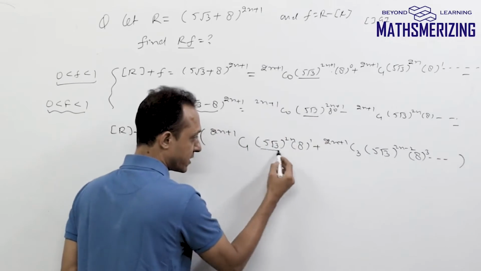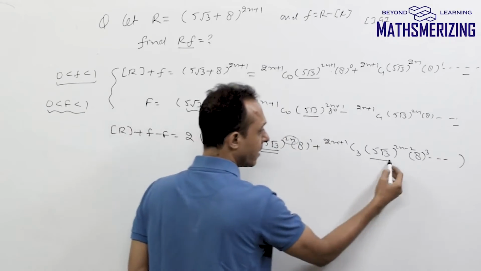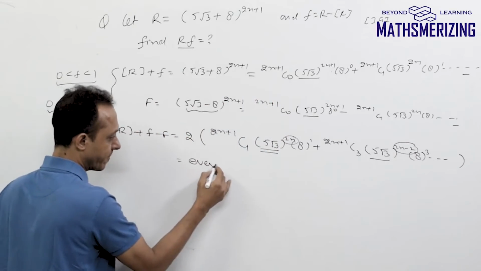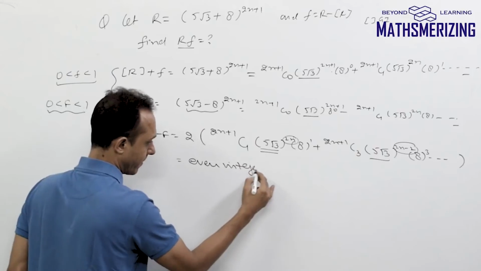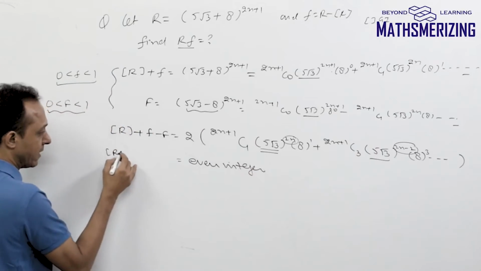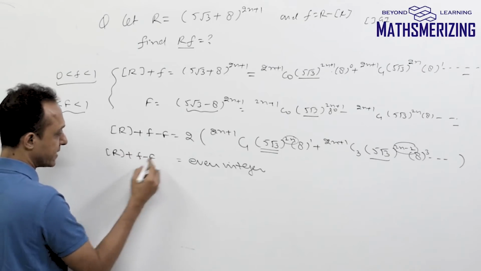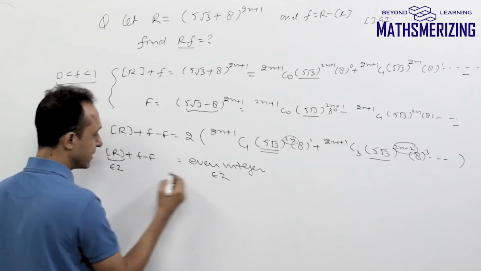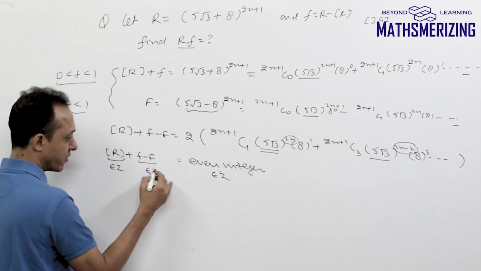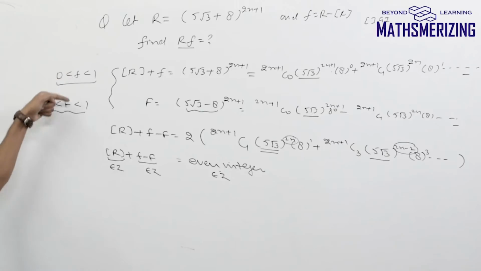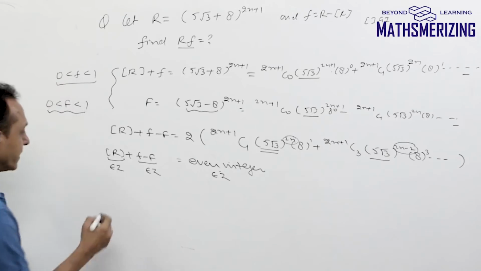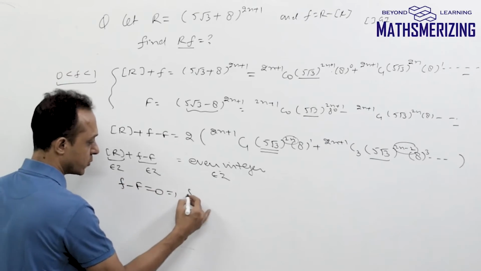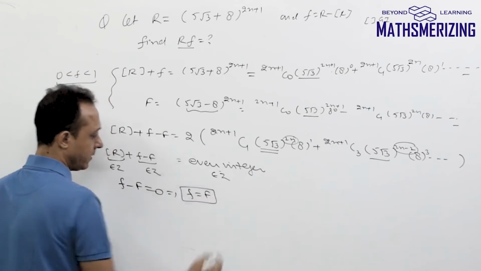So now in each of these expressions, it is an even power on the square root expression, so it is nothing but an even integer. So capital R plus f minus F. Now capital R is an integer, and the right hand side is also an integer. So that means f minus F will also be an integer. But both the numbers lie between 0 and 1. So the only integral value possible in this case is that the value of f minus F should be 0. So that is, small f should be equal to capital F.